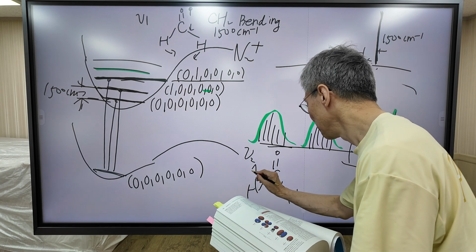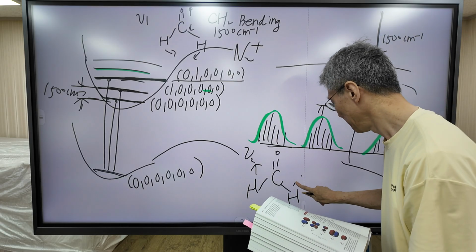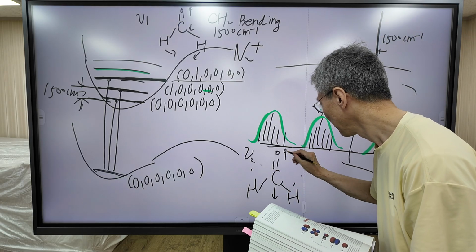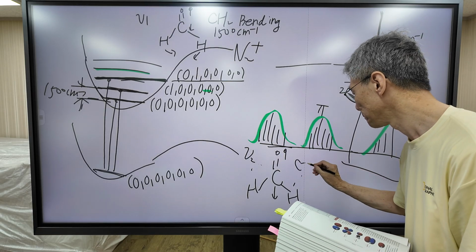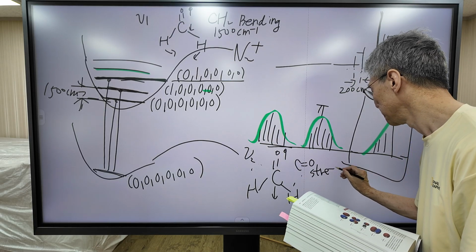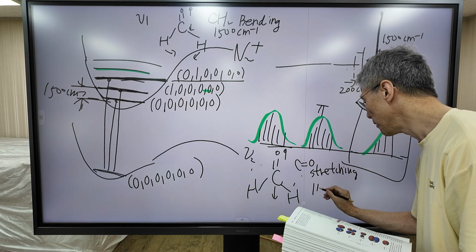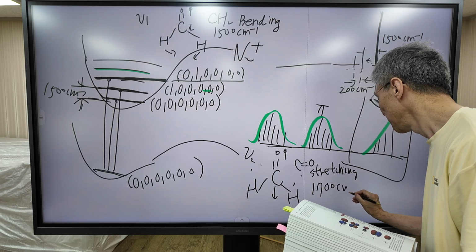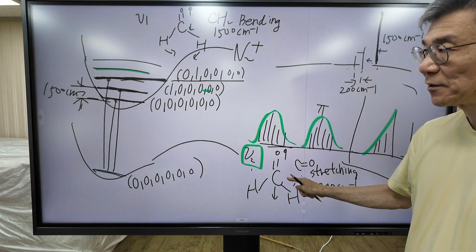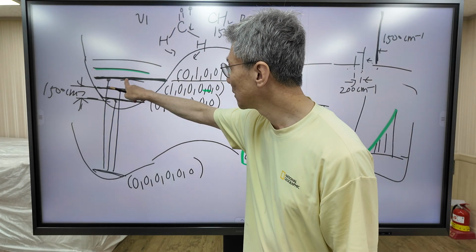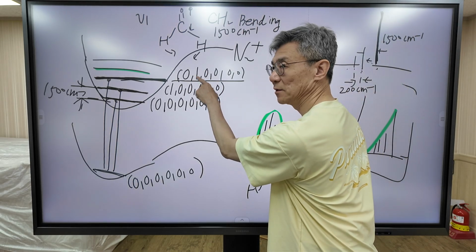In this vibrational mode, the CO bond stretches and compresses. So this mode is called CO stretching. The vibrational frequency is approximately 1700 wave number. This is the second vibrational mode. The vibrational quantum state is this one. Only the second vibrational quantum number is increased by 1.